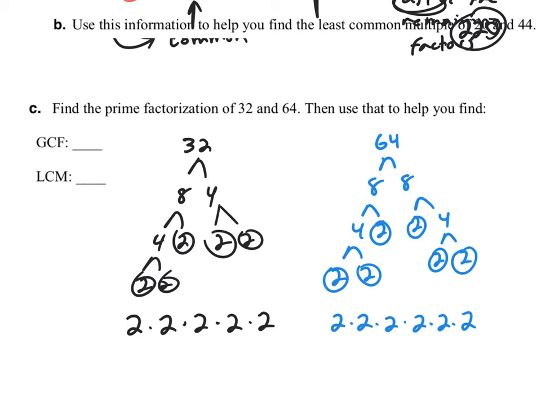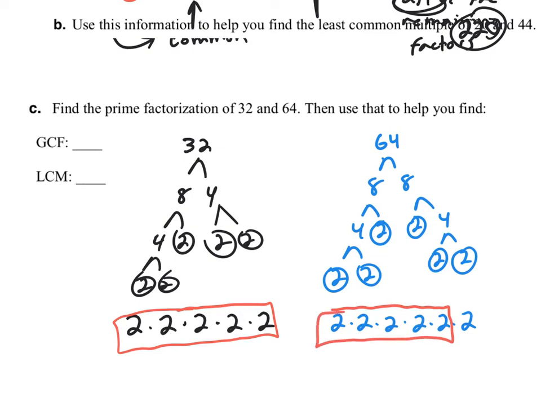All right, so for the greatest common factor, what do they share? Well, they share all 5 of these 2's and all 5 of these 2's. So the greatest common factor is 2 times 2 is 4, 4 times 2 is 8, 8 times 2 is 16, 16 times 2 is 32. So the greatest common factor is 32.